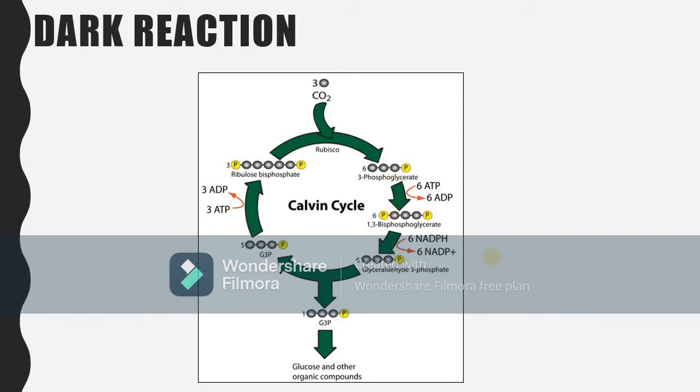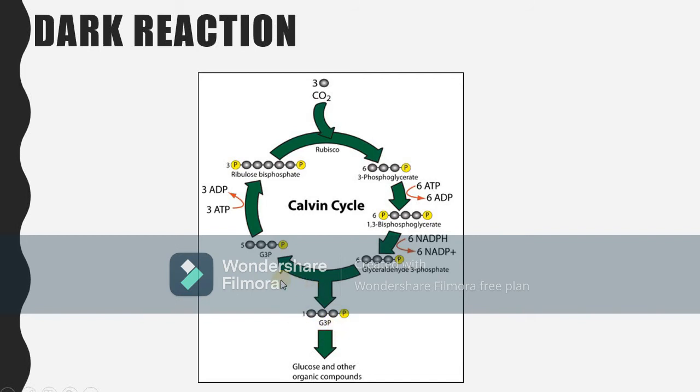Now this 3 carbon compound, that is 1,3-bisphosphoglycerate, is then reduced to the 3 carbon carbohydrates by utilizing the ATP and hydrogen from NADPH. Then the carbohydrates are used to manufacture the glucose. You can see in this figure that this 1,3-bisphosphoglycerate, by utilizing the 6 NADPH and converting into 6 NADP, is making the glyceraldehyde 3-phosphate. This glyceraldehyde 3-phosphate is making the glucose and other organic compounds.